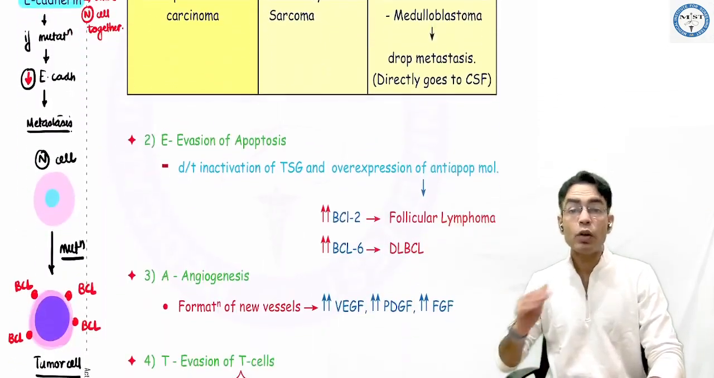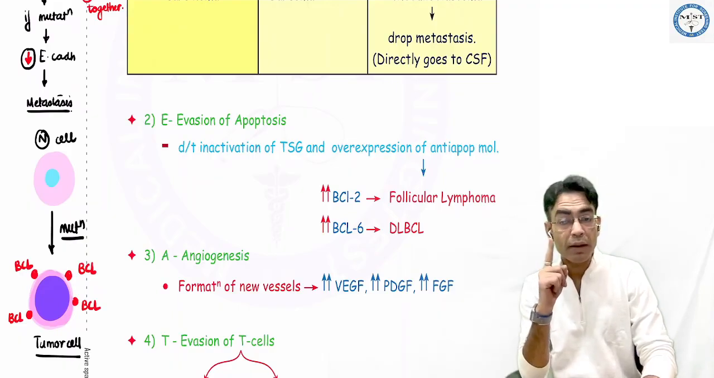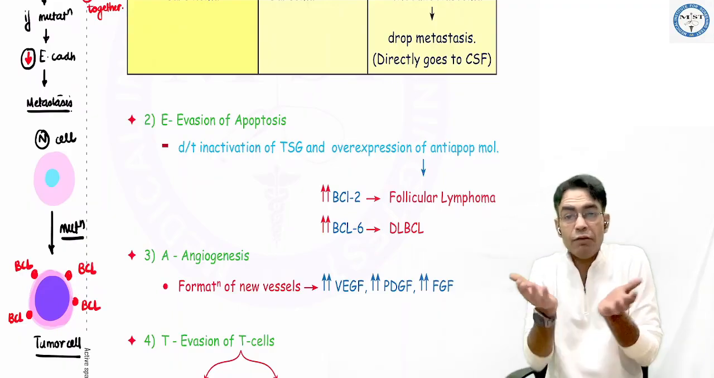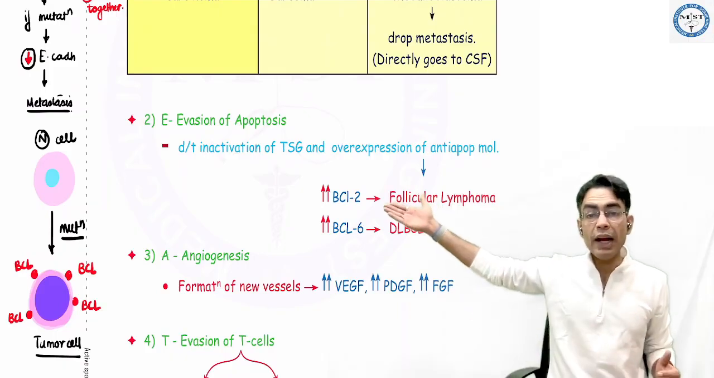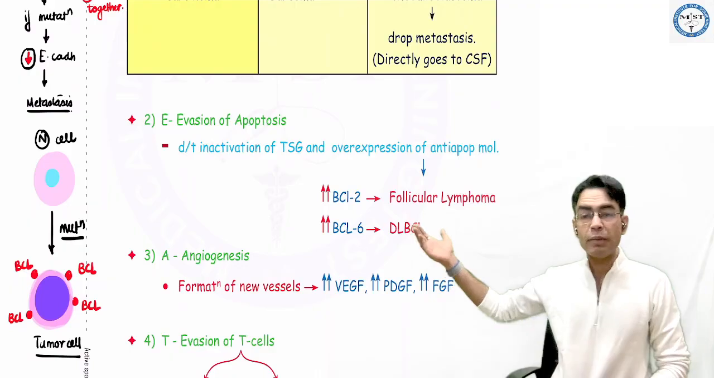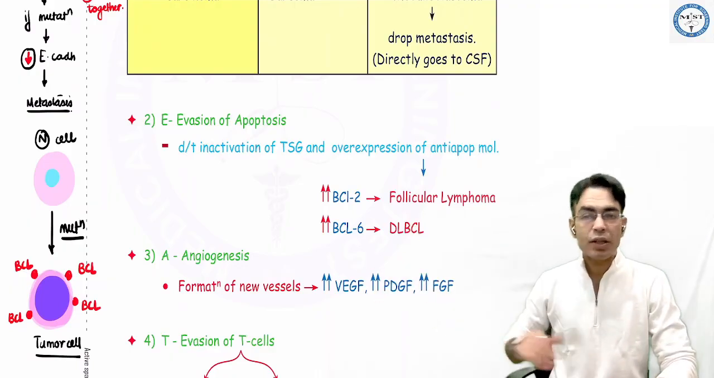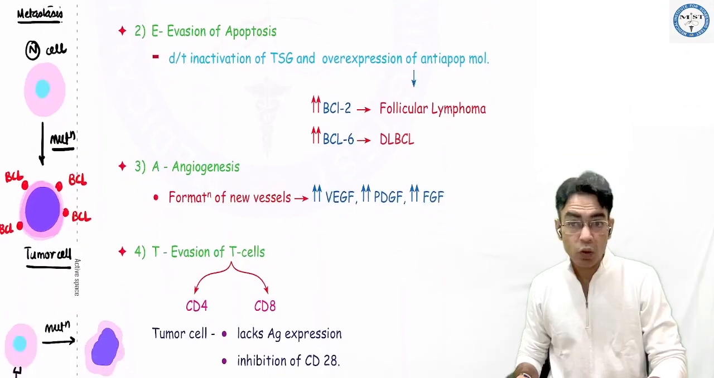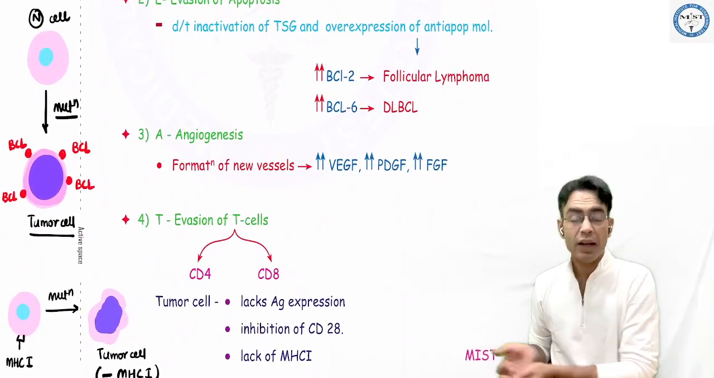Evasion of apoptosis because of blockage of tumor suppressor gene. Your P53 causes apoptosis of any abnormal division. If P53 is mutated, no apoptosis, or presence of anti-apoptotic molecules like BCL2. I mean, the anti-apoptotic BCL, MCL, any of them, but anti-apoptotic molecules. Angiogenesis, new growth factors the tumor cell can produce itself, VEGF, PDGF, FGF.